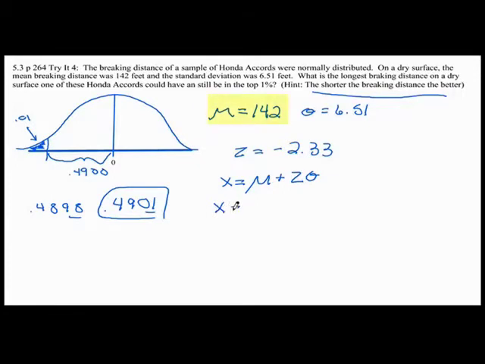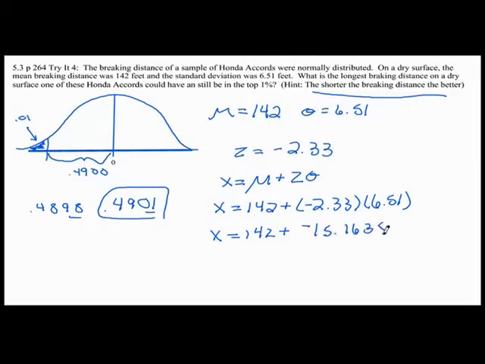So our x is going to be equal to 142 plus our z, which is negative because we want a low braking distance, times the standard deviation, which is 6.51. So we're going to multiply negative 2.33 times 6.51, and that gives us negative 15.1638. I'm good with 2 decimal places, and you just have to pay attention to what the computer wants.